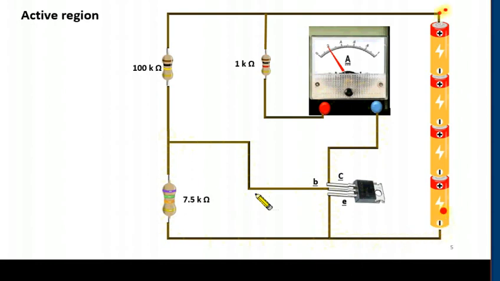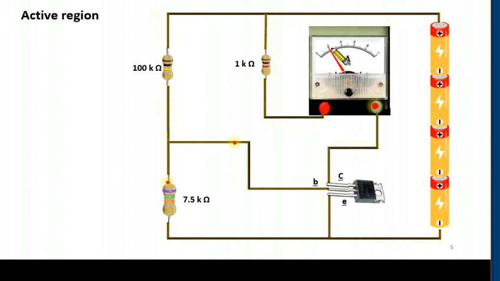So that is more than the cutoff region. At the cutoff region there was no base current; the base current was 0. At the saturated state, the base current was maximum. Now here we call this one the active region, because there is a base current that is at a middle level, not saturated, not maximum, not minimum. The base current is at a middle level. Therefore the collector current also is at a middle level.